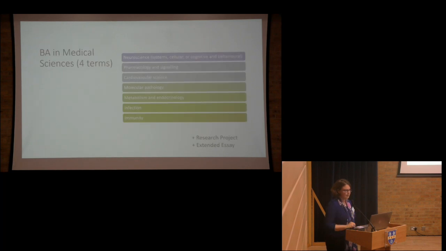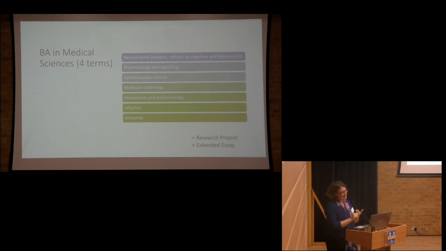The list is evolving and changing, but as a neuroscientist and in this room, I am delighted to say there are many neuroscience options one can choose. You can choose pharmacology, cardiovascular science, pathology, infection, immunity, endocrinology. So the breadth of medical schools. So people really do get to choose what they would like to do.